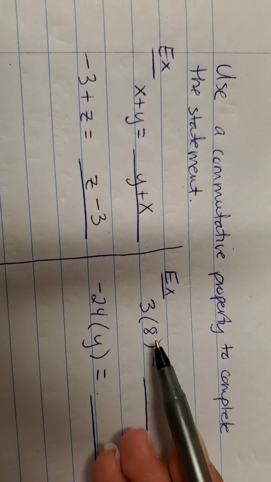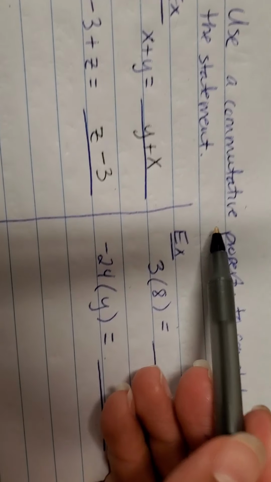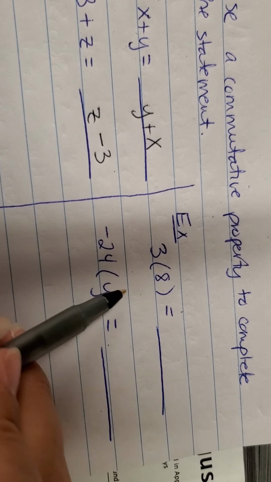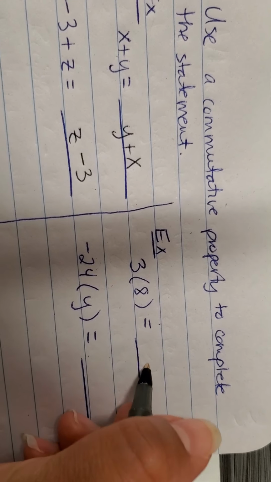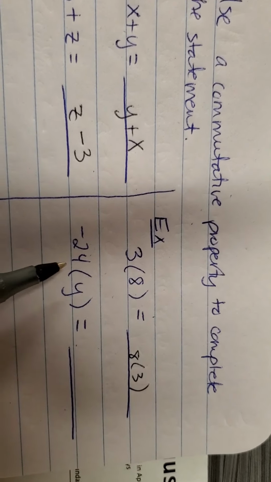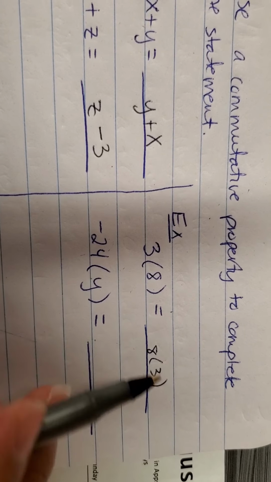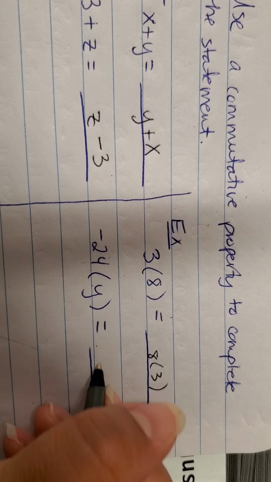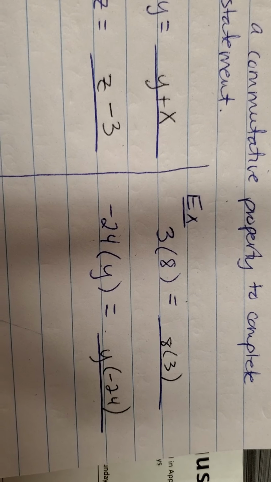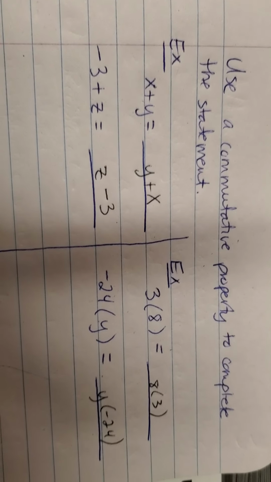Okay. For the multiplication one, and we're still using commutative property, again, we're going to change the positions, not the signs. So 3 times 8 is the same as 8 times 3. For this one, negative 24 times y, we're going to swap places. This is the same as y times negative 24. And that's it. That is commutative property.